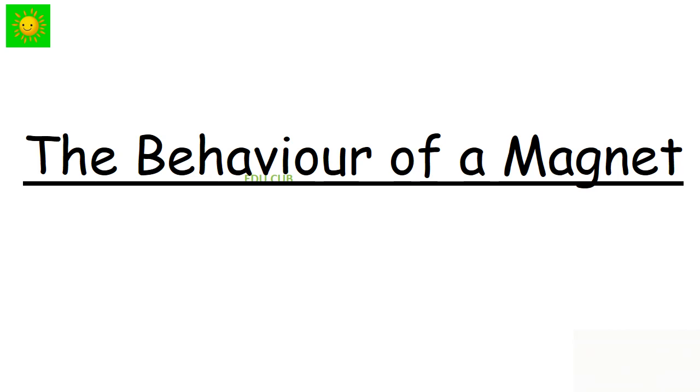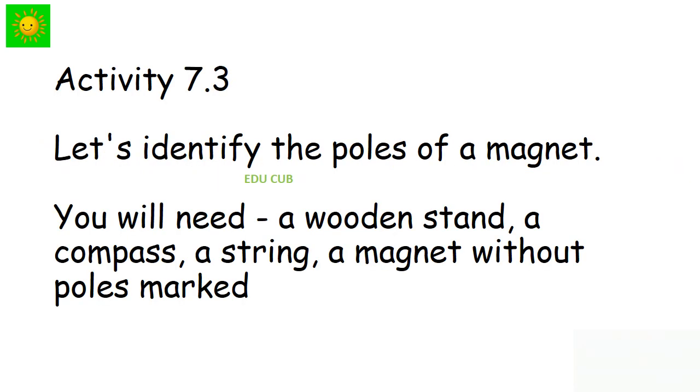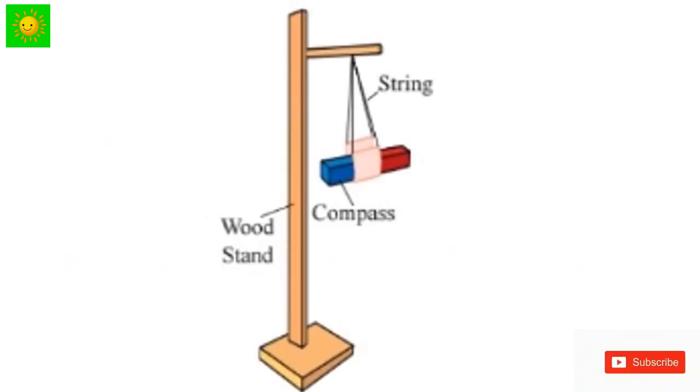Our fourth subtopic is the behavior of a magnet. There are different activities relevant to this topic. In activity 7.3, you have to identify the poles of a magnet. So you need a wooden stand, a compass, a string, and a magnet without poles marked. That means an unmarked magnet. In this practical, use the compass and mark the north and south on the table with the help of your teacher.